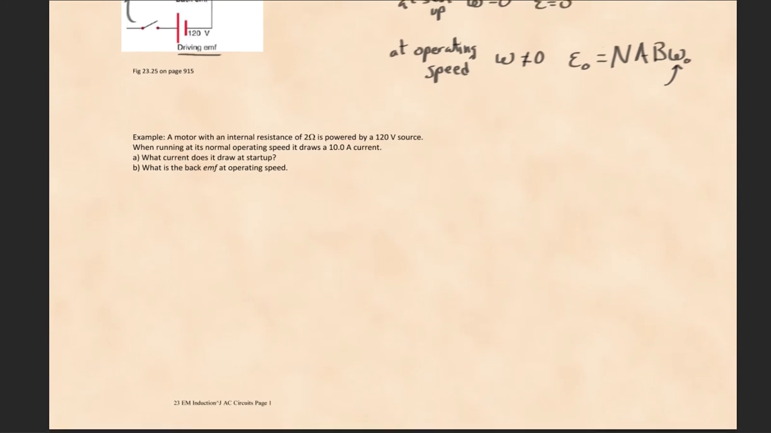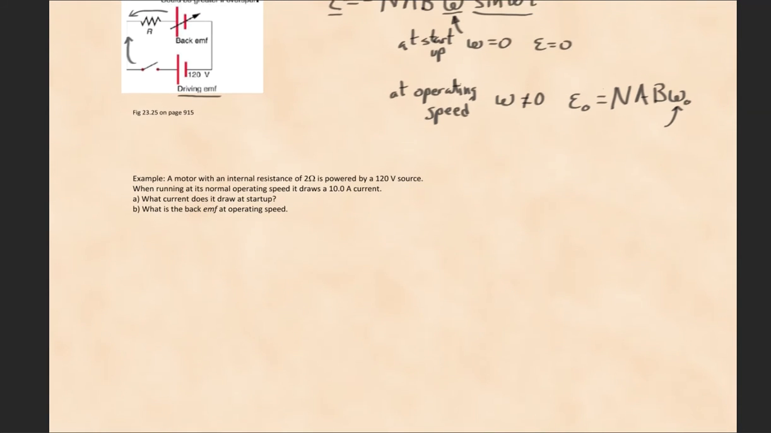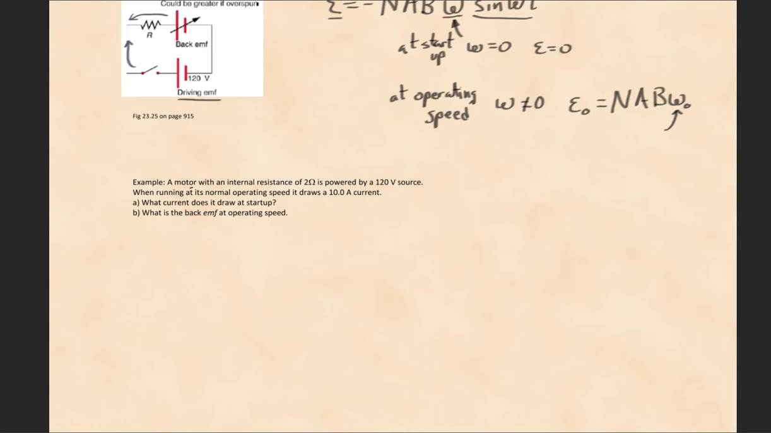So let's take a look at an example problem. They tell us a motor, let's keep this picture here. A motor with an internal resistance of 2 ohms is powered by a 120 volt source. When running at its normal operating speed, it draws 10 amps of current. Two questions. One, what current does it draw at startup? And two, what is its back EMF at operating speed?